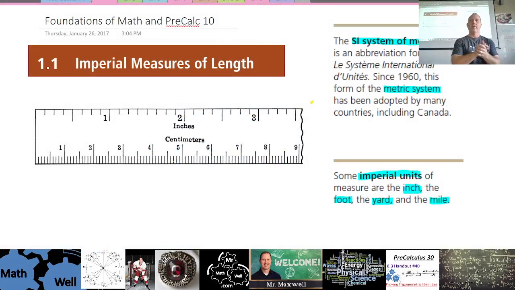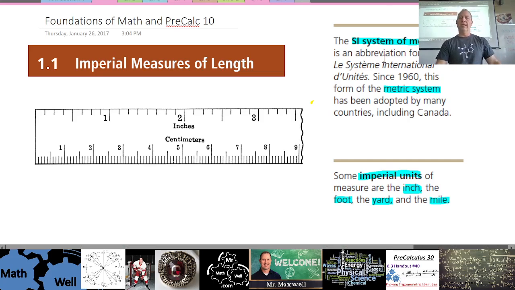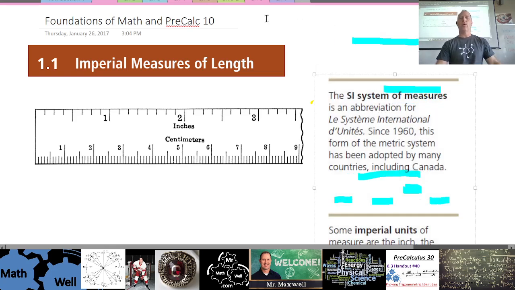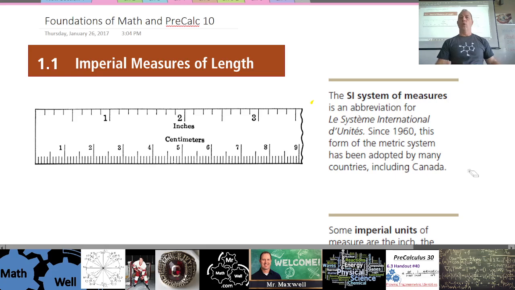All right, so Foundations of Math in Pre-Cal 10. This is section 1.1, and we're going to talk about imperial measures of length. So imperial units. Now, in Canada here, we use SI units, or metric units. And the imperial units come from the old imperial empire, or the English empire.